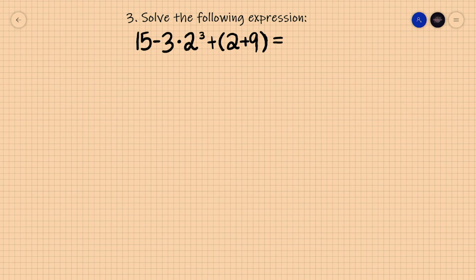So yeah, this one is 15 minus 3 times 2 to the third power, or 2 cubed, doesn't matter, plus parentheses 2 plus 9 end parentheses. This is maybe a little bit of a harder question, but hopefully you guys can get it. So once again, I'll just give you another 5 seconds.